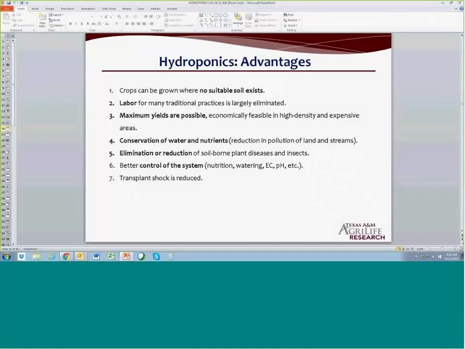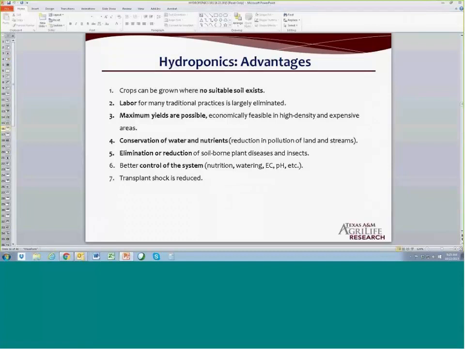Hydroponics also offers the advantage of having better control of the system components, like the nutrition and the water, and you can monitor that by measuring the pH and electrical conductivity of the system. And I will go into a little bit of detail on these 2 parameters.